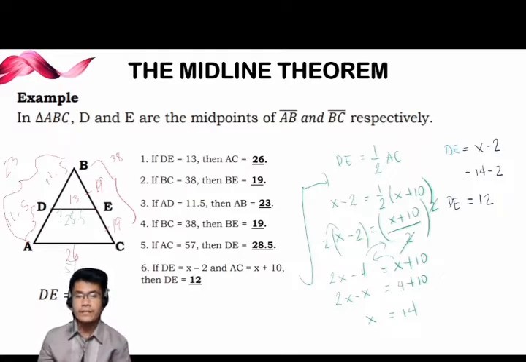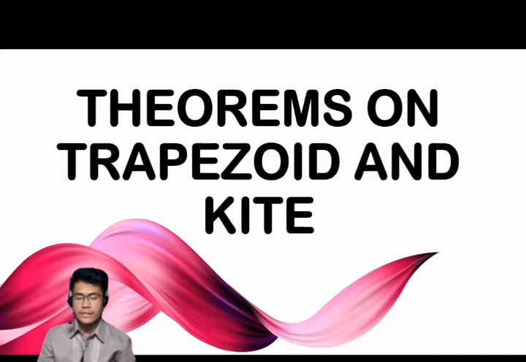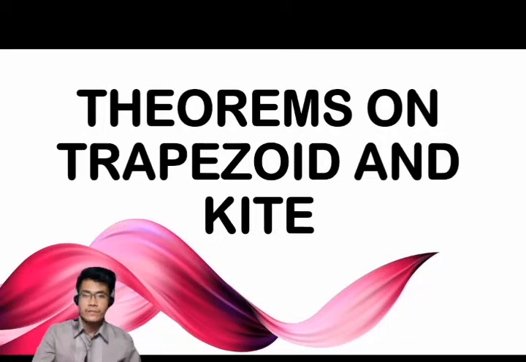Alright? Now, we're done with this example. And we're done talking about the midline theorem. Now, let's proceed to the next theorems. This time, I will be discussing the theorems on the trapezoid and kite. Now let's have the theorems on trapezoid and kite.